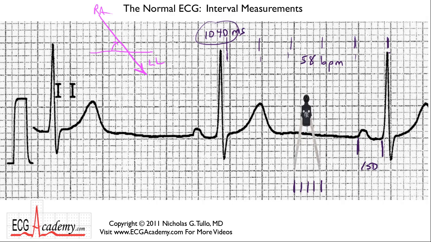Now, what about the QRS duration? Well, here's where the QRS starts, and here's where the QRS ends, and here calipers are important, but I would say that you have a little more than 2 small boxes here. So if it was 2 small boxes, it would be 80. This is probably about 90 milliseconds. And that's the QRS duration.